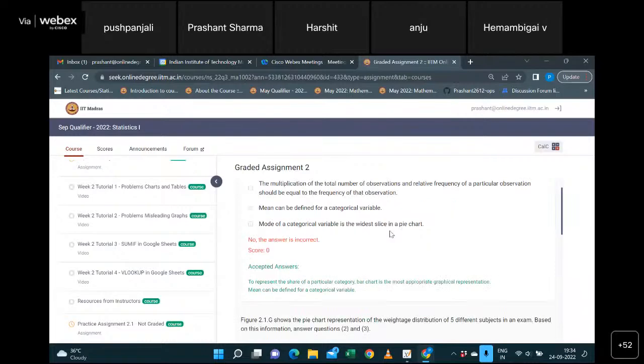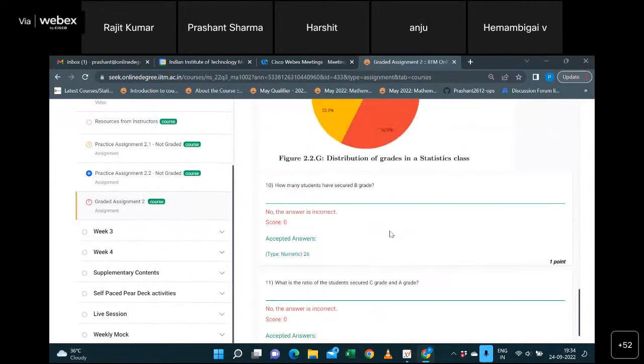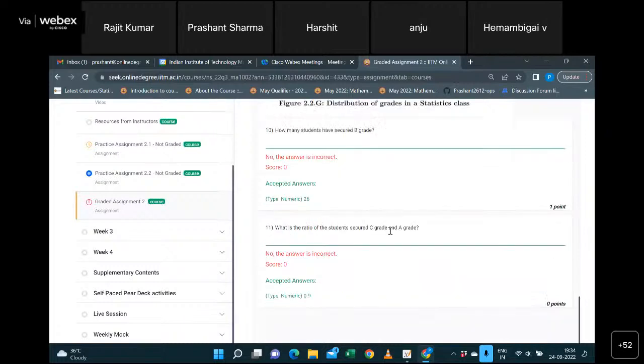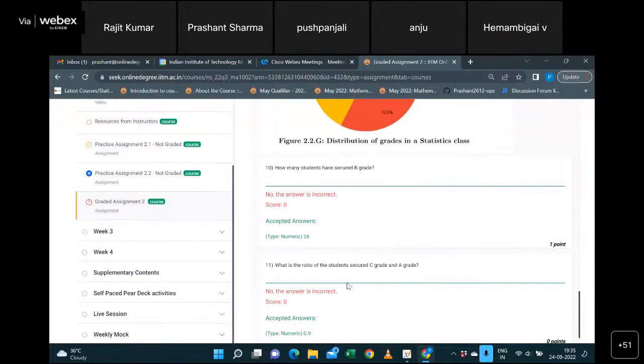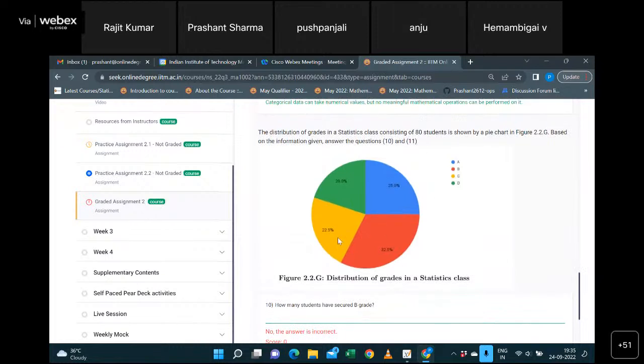Sir, I have a doubt in question 11. How to solve that? See, the intention in framing this question was to find the ratio of the number of students who secured C grade to A grade, but there was some ambiguity, so we gave 0 points to this question. The intention was number of students who secured C grade: 22.5 times 80 divided by 100. What will it be?